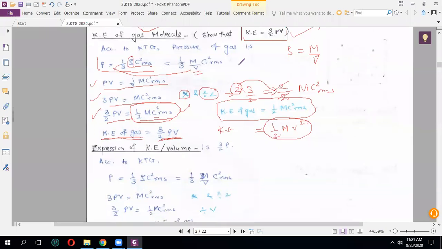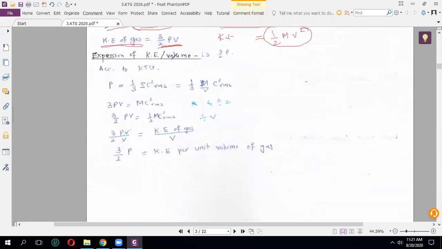So we have done 2 derivations. Now what about this next derivation? What are we calculating here? Kinetic energy per unit volume.